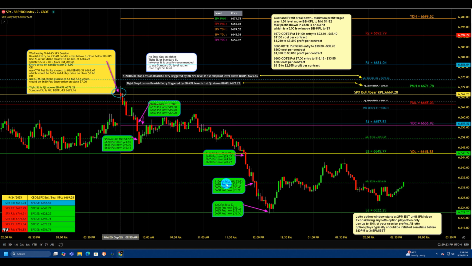Here, 10 minutes later at 11:56 a.m., price on this candle hits the mid S2, S3 level. The 66.70 put is now $35.10. The 66.65 put is now $30.40. And the 66.60 put is now $25.90.